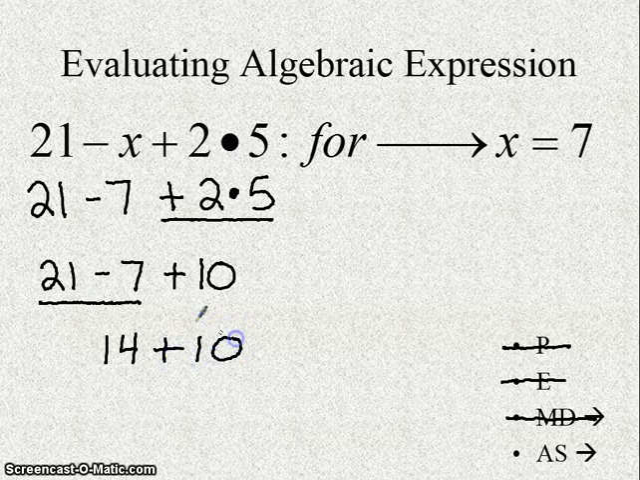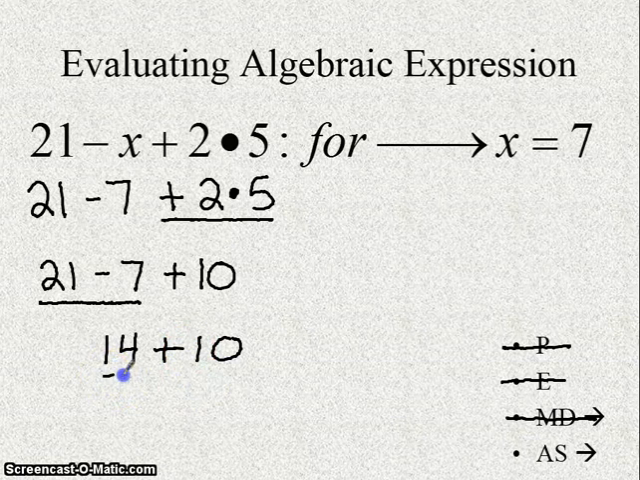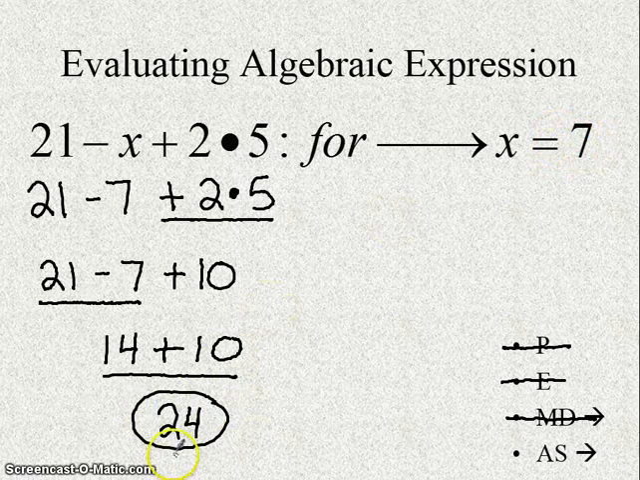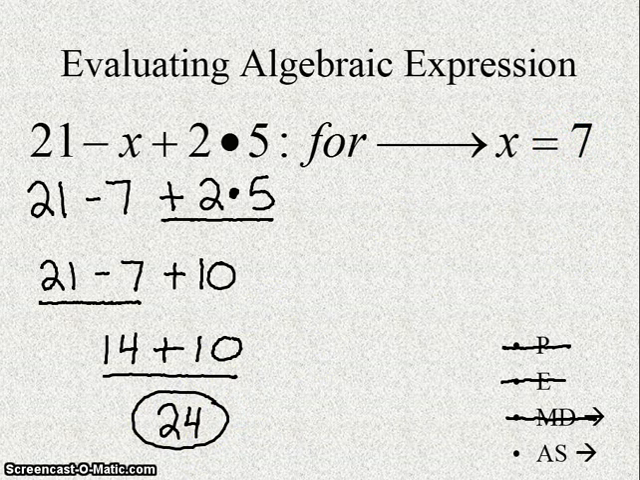Notice I'm going left to right. Subtraction before addition because it's on the left. And last step is addition. 14 plus 10 is 24. So this algebraic expression, if x is 7, has a value of 24.